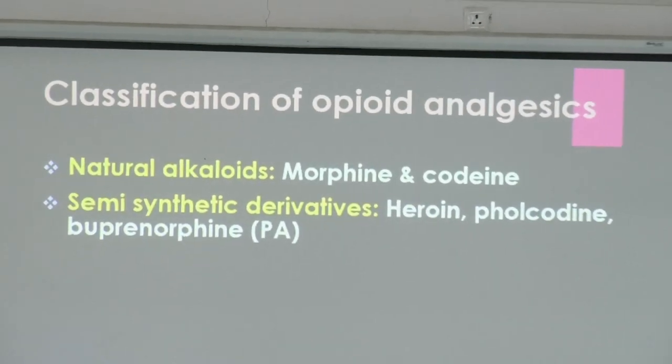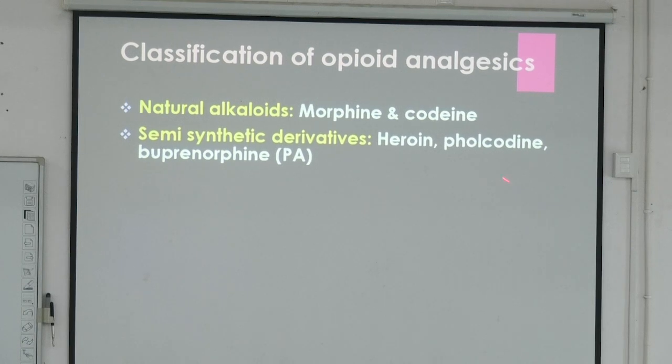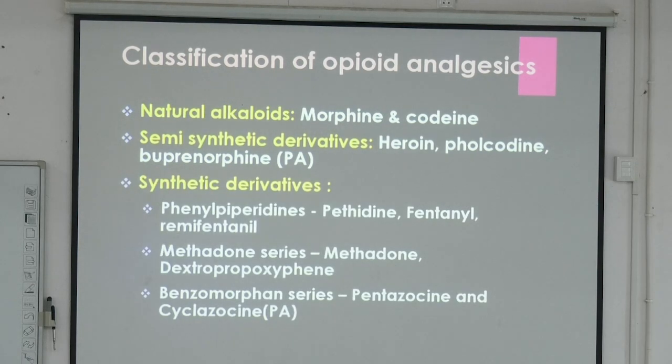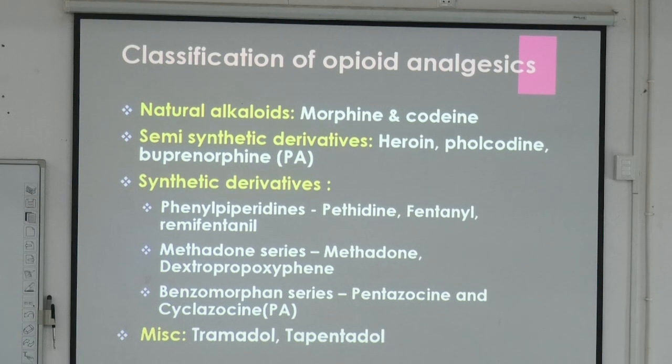Now, the classification of opioid analgesics. First of all, natural alkaloids, obviously morphine and codeine, then semi-synthetic derivatives. Here the most important are pholcodine and buprenorphine. Next are the synthetic derivatives: the phenylpiperidines, as I told, pethidine, fentanyl, remifentanil; the methadone series, methadone, dextropropoxyphene; and the benzomorphan series, pentazocine and cyclazocine. These are the examples of opioid analgesics. And lastly, tramadol, and the newest drug in this group is tapentadol.